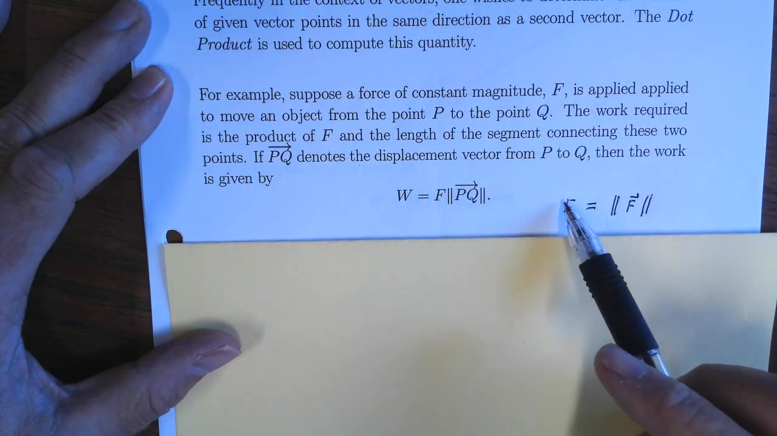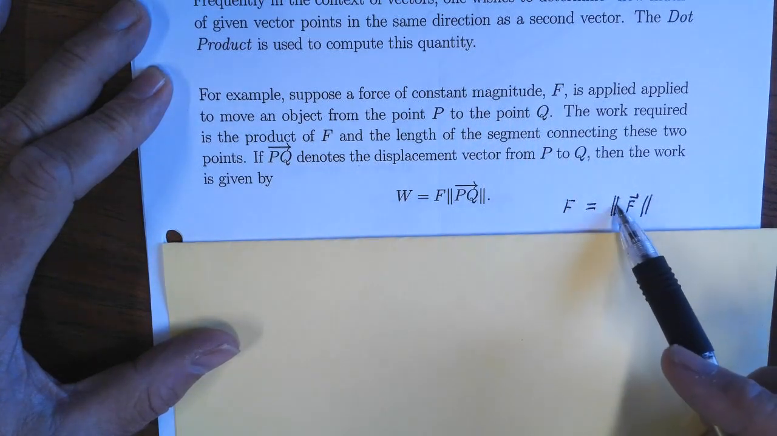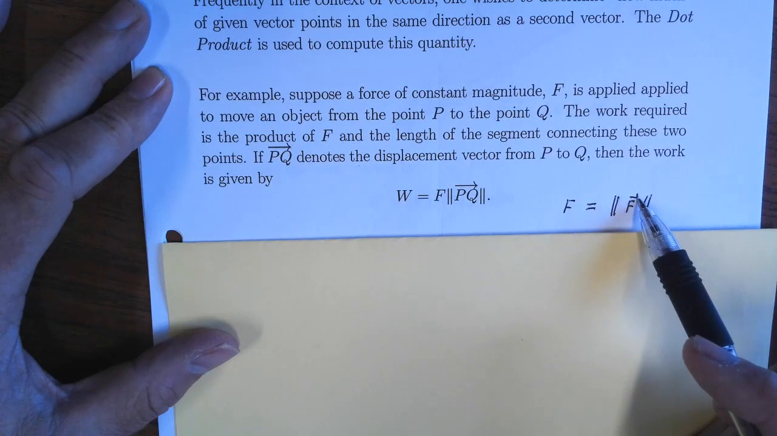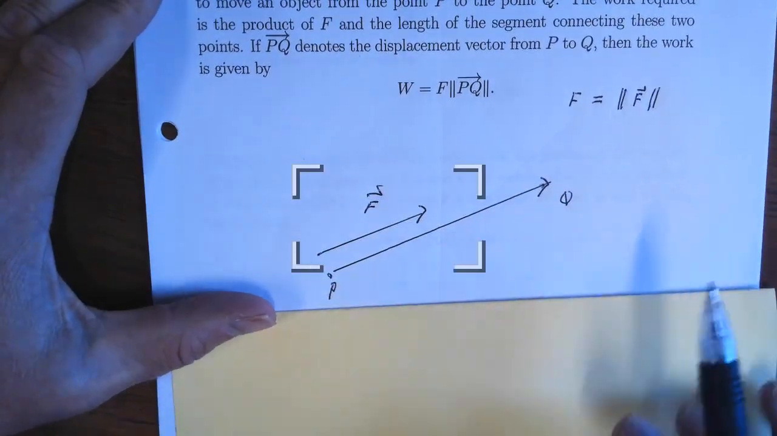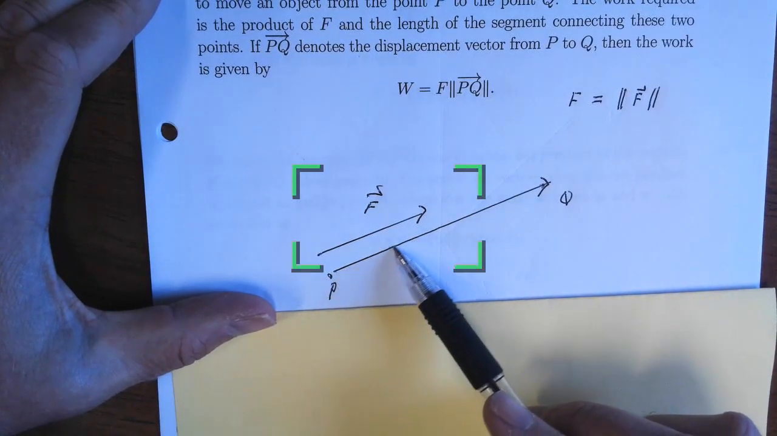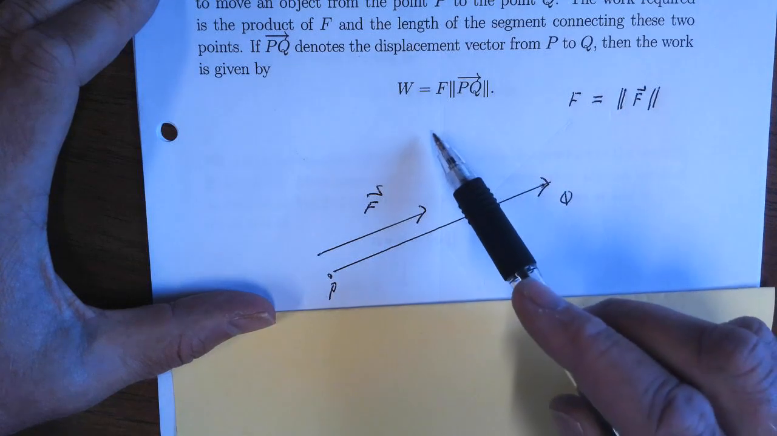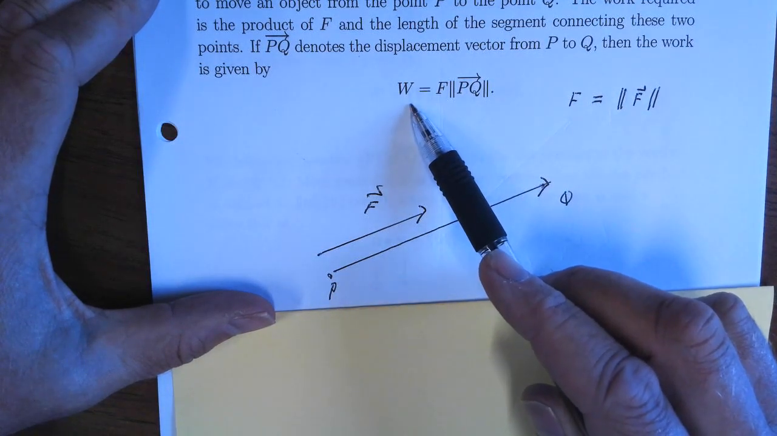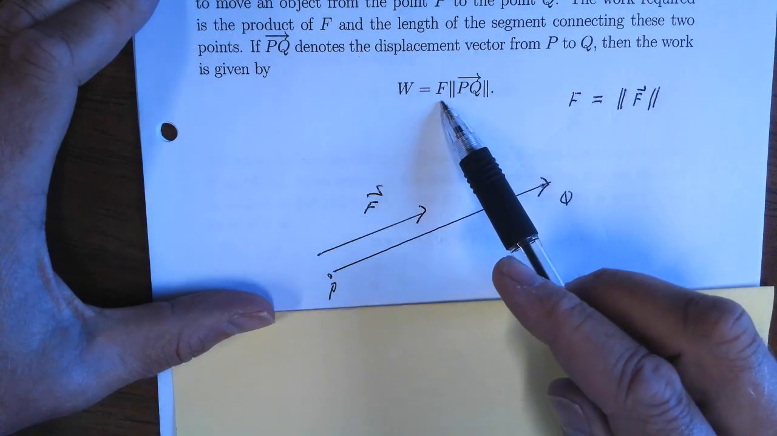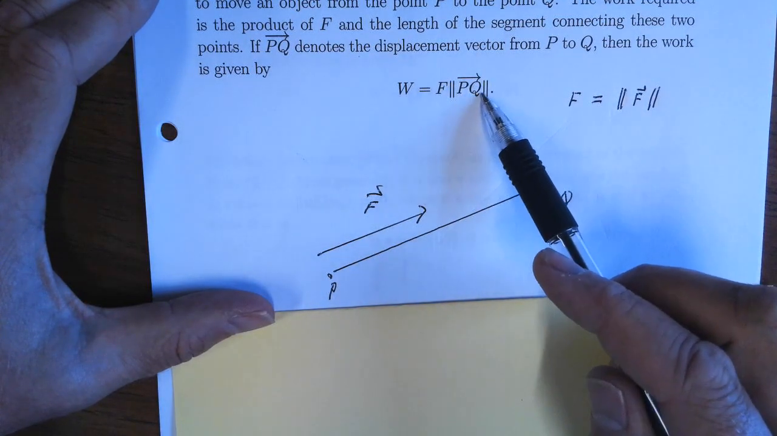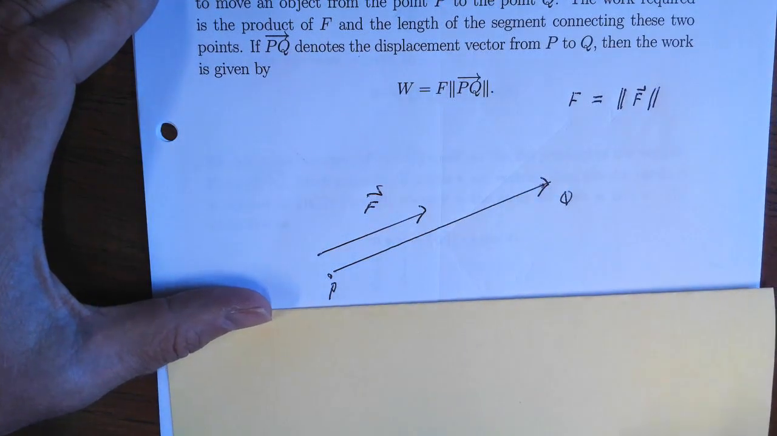So keep in mind again that I talked about F as being the magnitude of the force, so it's really the magnitude of the force vector. Notice that that's an arrow there. And the length of PQ is nothing more than the length of the displacement vector from P to Q. So you may have seen in integral calculus or elsewhere that work is force times distance. So here's our force, and here's our distance, which is nothing more than the length of the vector starting at P and ending at Q.